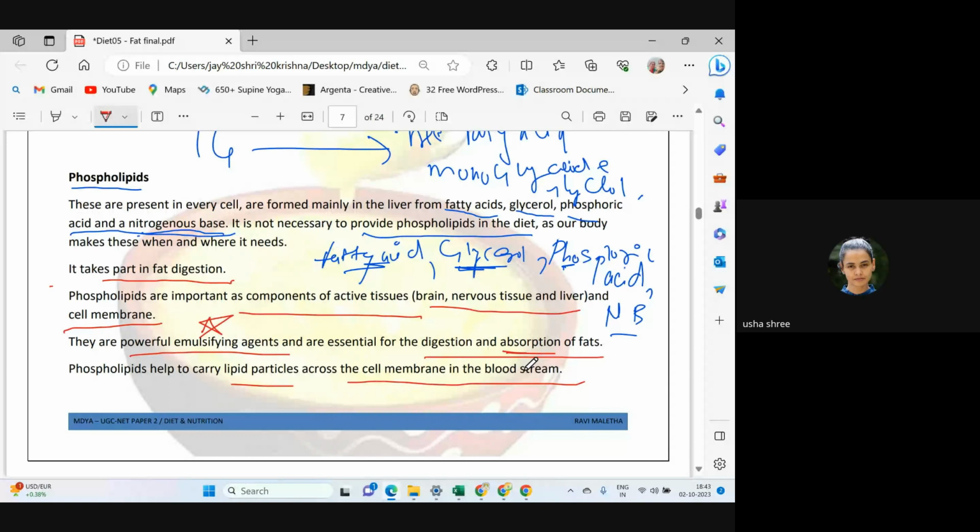Sir, can you summarize it once? Okay, so phospholipid is a type of lipid, a type of fat in which fatty acid, glycerol, phosphoric acid, and nitrogenous bases are present. Phospholipid is very important for digestion of fat. It is also an important component of active tissue and cell membrane, and it helps in digestion and absorption of fat.